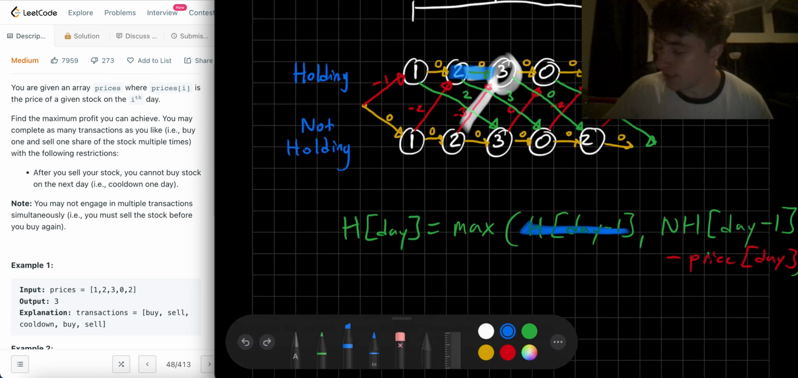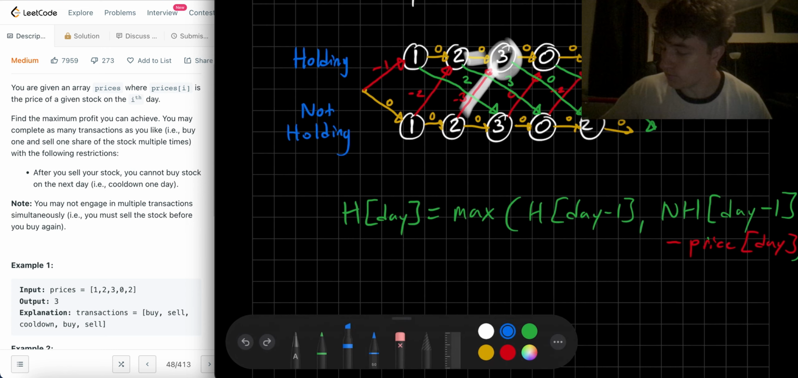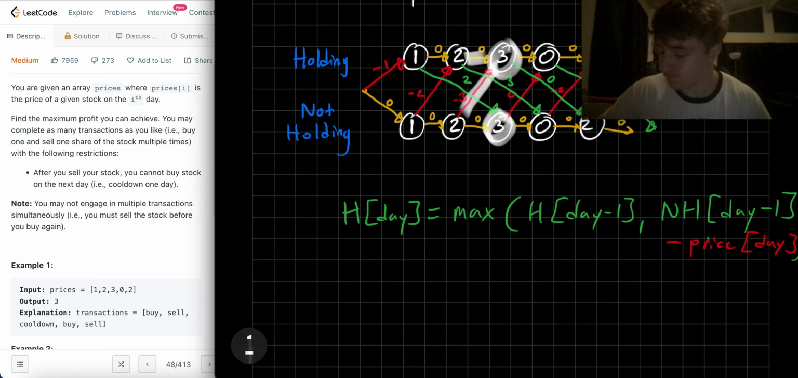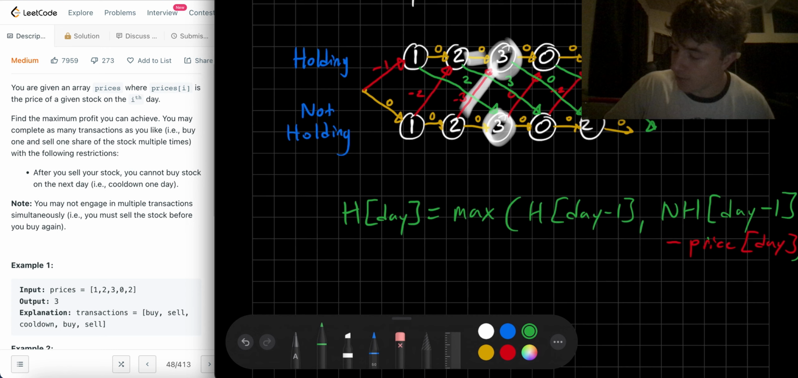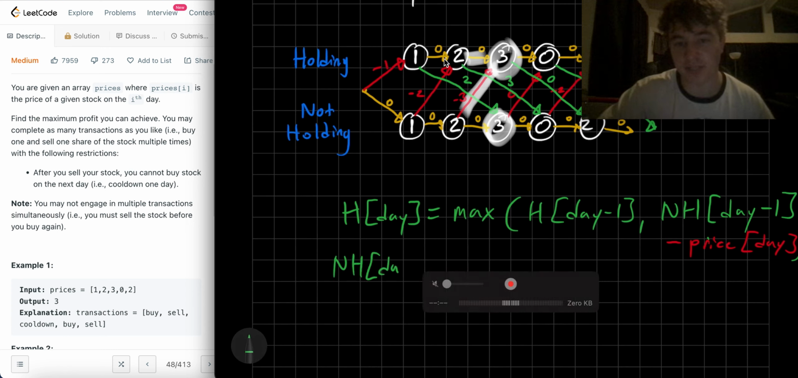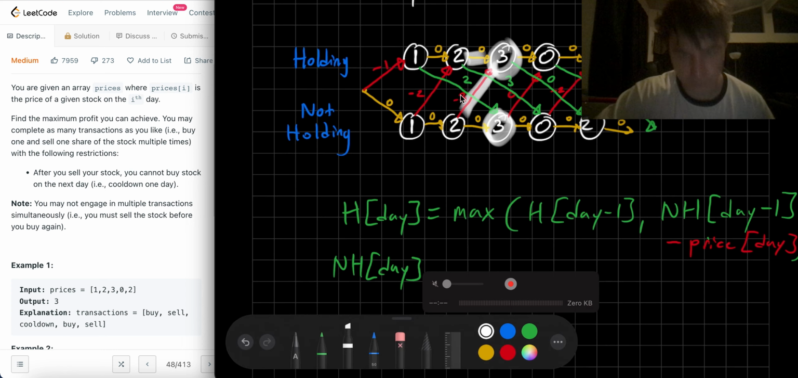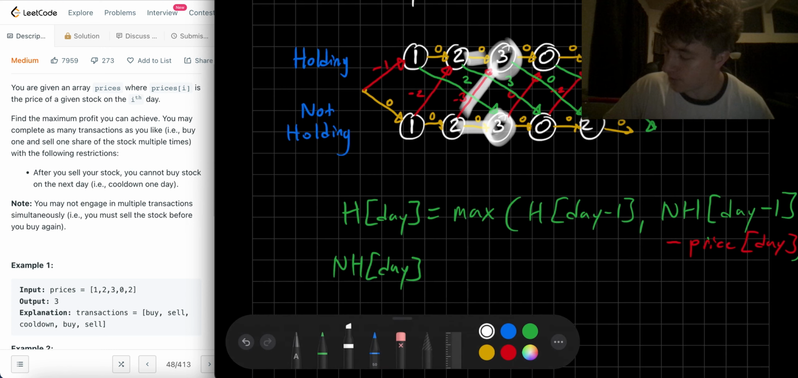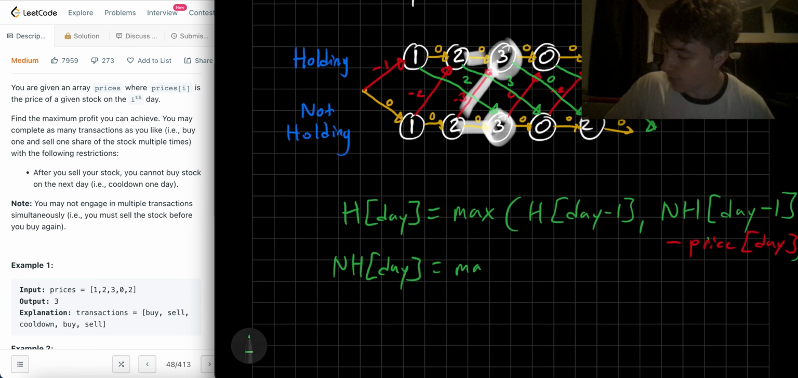Now, what is not holding for any value? Well, for this value, let's say the same day. If you're not holding on a day, what does that mean in terms of your recurrence relationship? Well, it's just based on the nodes that you can access. So same deal here. I can either decide to continue not holding and get whatever value I get from that system there. So this is the max of not holding on the previous day.